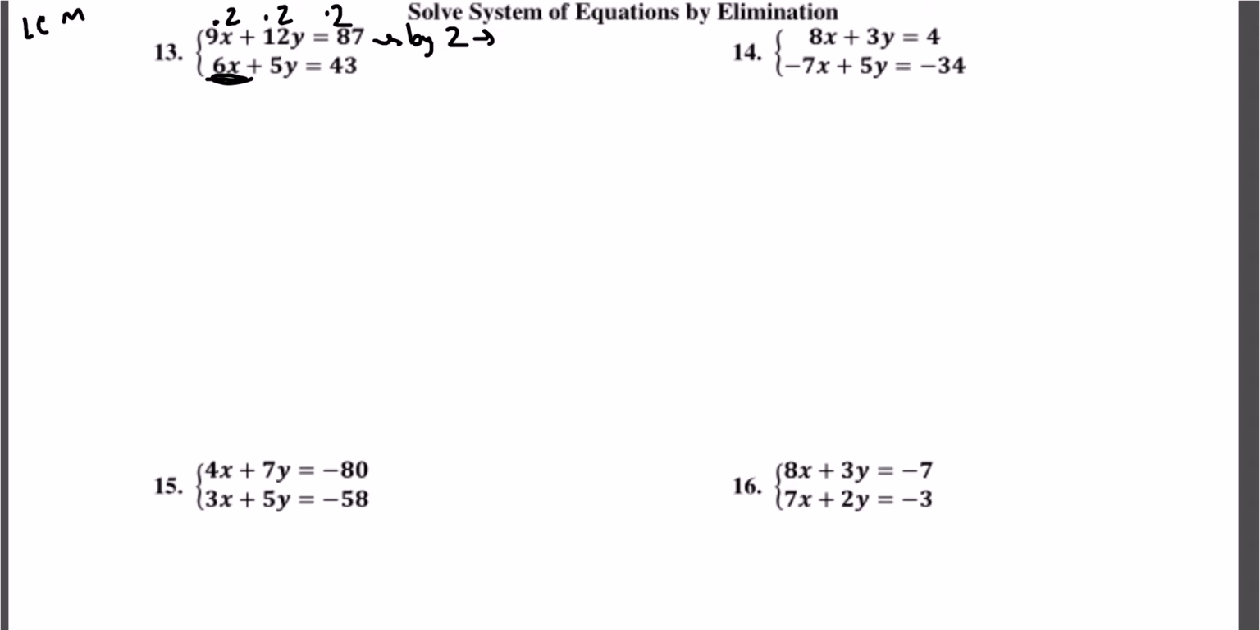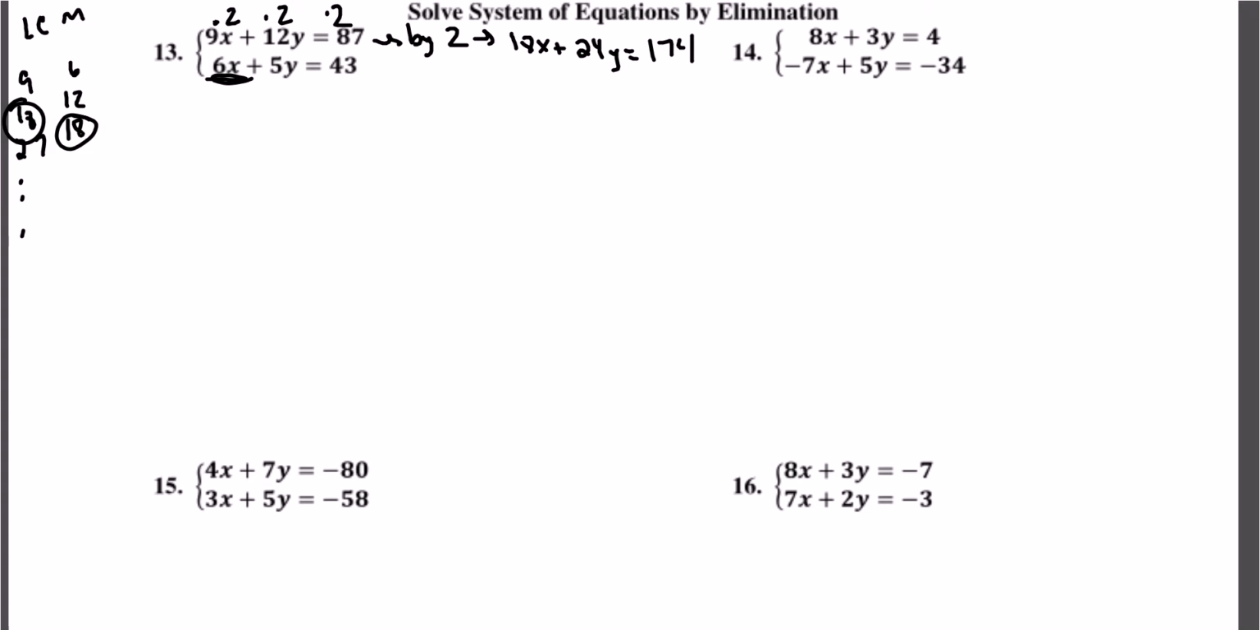Because the multiples of 9 are 9, 18, 27, and so forth. The multiples of 6 are 6, 12, 18. I notice 18 is the least common multiple. So if I multiply the top by 2, it will give me 18x plus 24y equals 2 times 87, which is 174.